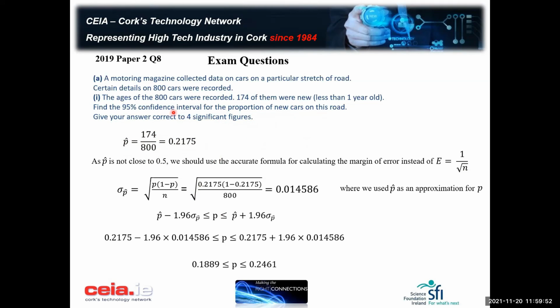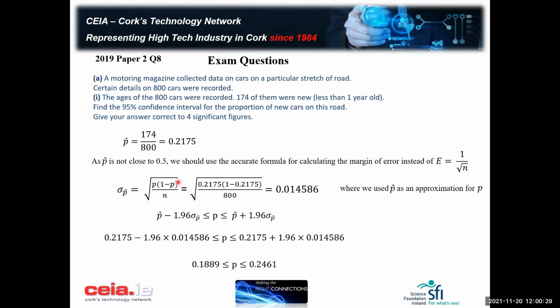And they want the 95% confidence interval. So you can use an empirical rule, but notably here, they ask you to give your answer correct to 4 significant figures. That's quite accurate. And that, combined with the fact that p hat is nowhere near 0.5, tells you that you probably shouldn't use the quick and dirty rule, the 1 over root n approximation. You should probably use the accurate method.